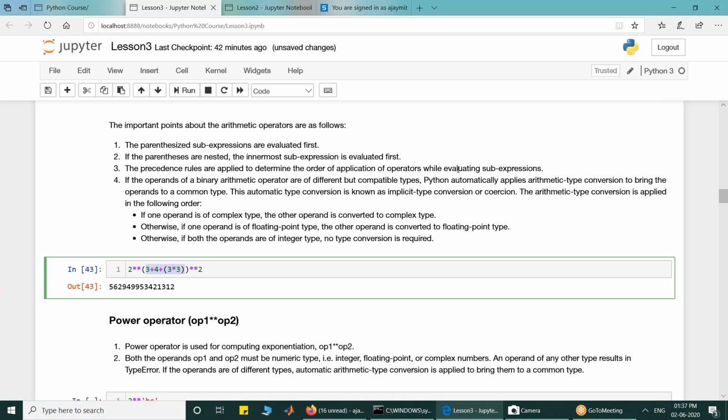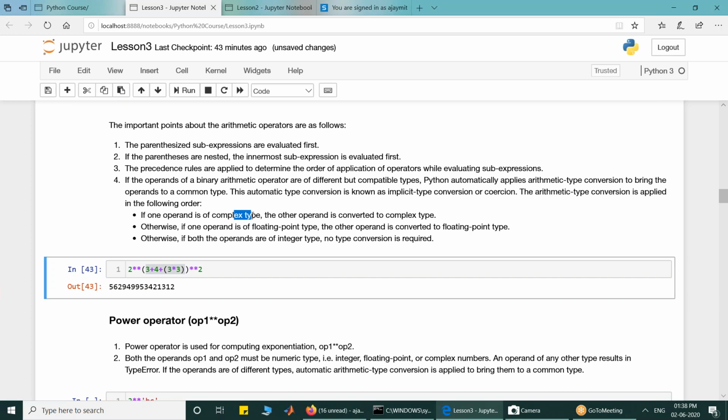So the precedence rules are applied to determine the order of application of operators while evaluating sub expressions. The same rules are applicable. Now the operands of the arithmetic operator must be of compatible type. So compatibility in the type is also required. If they are not compatible, the type conversions will be applied, in this order.